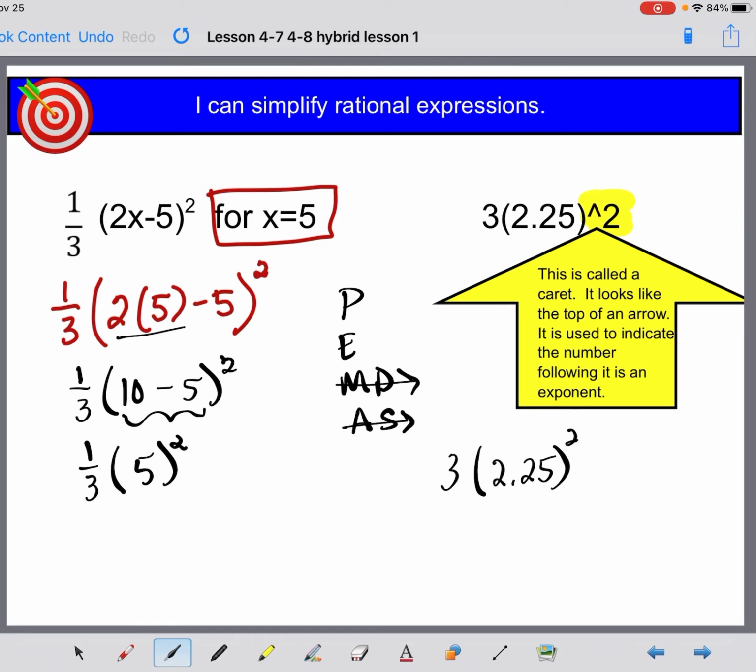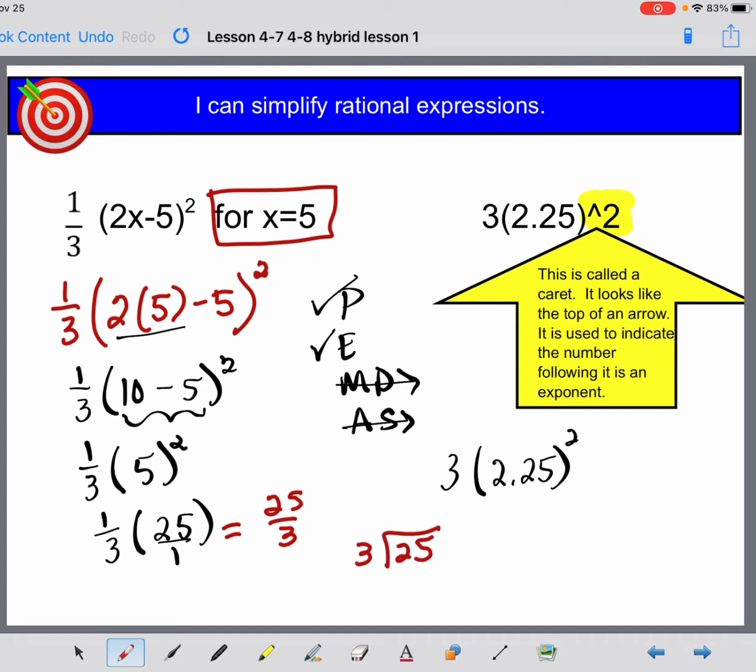Now, don't take 1/3 times 5 yet. I only finished my parentheses or my grouping. Now I need to do the exponent, where I take 5 to the second power. 5 times 5 is 25. Now I need to take 1/3 times 25. 1/3 times 25 is the same as 25 over 1. So I really get, remember how to multiply fractions? 1 times 25 is 25. 3 times 1 is 3. I need to take 25 divided by 3.